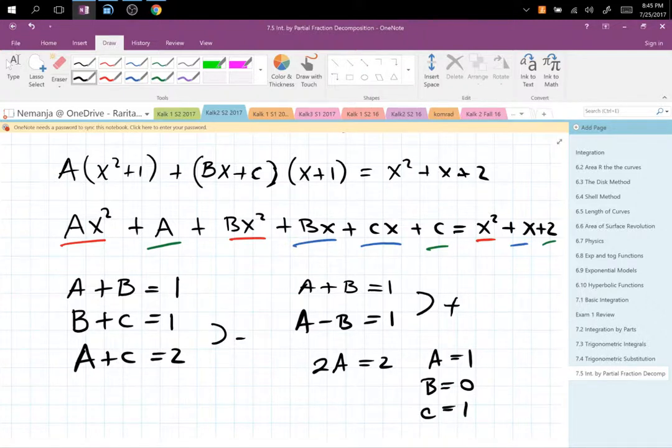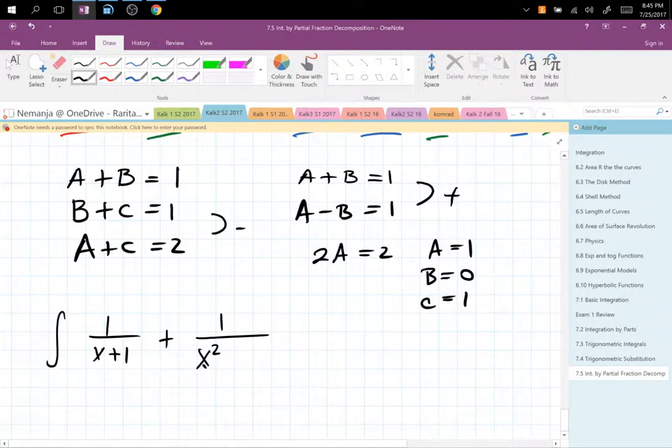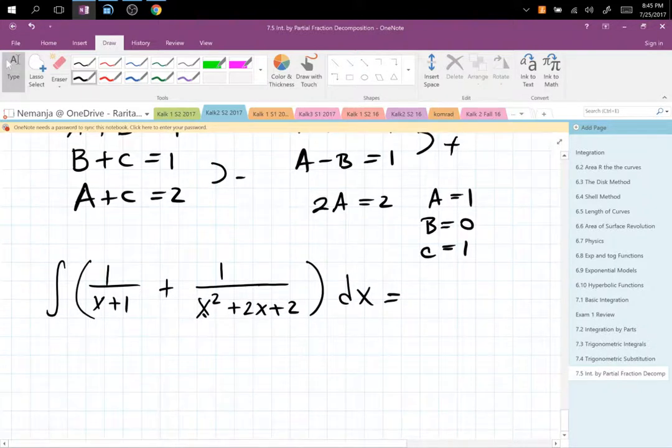And now we introduce our integral back. It was A over x plus 1 plus Bx plus C, B is 0, so that dies, and C is 1, over x squared plus 2x plus 2. What now?